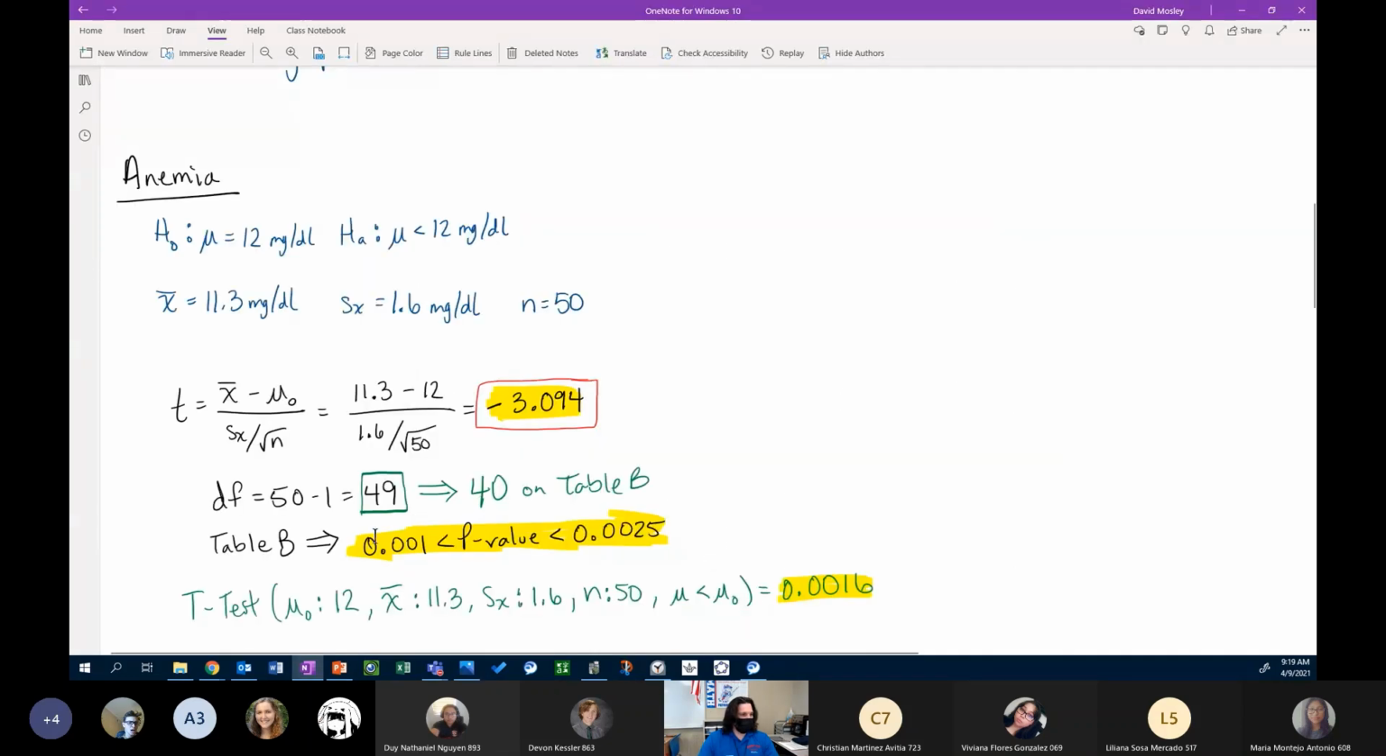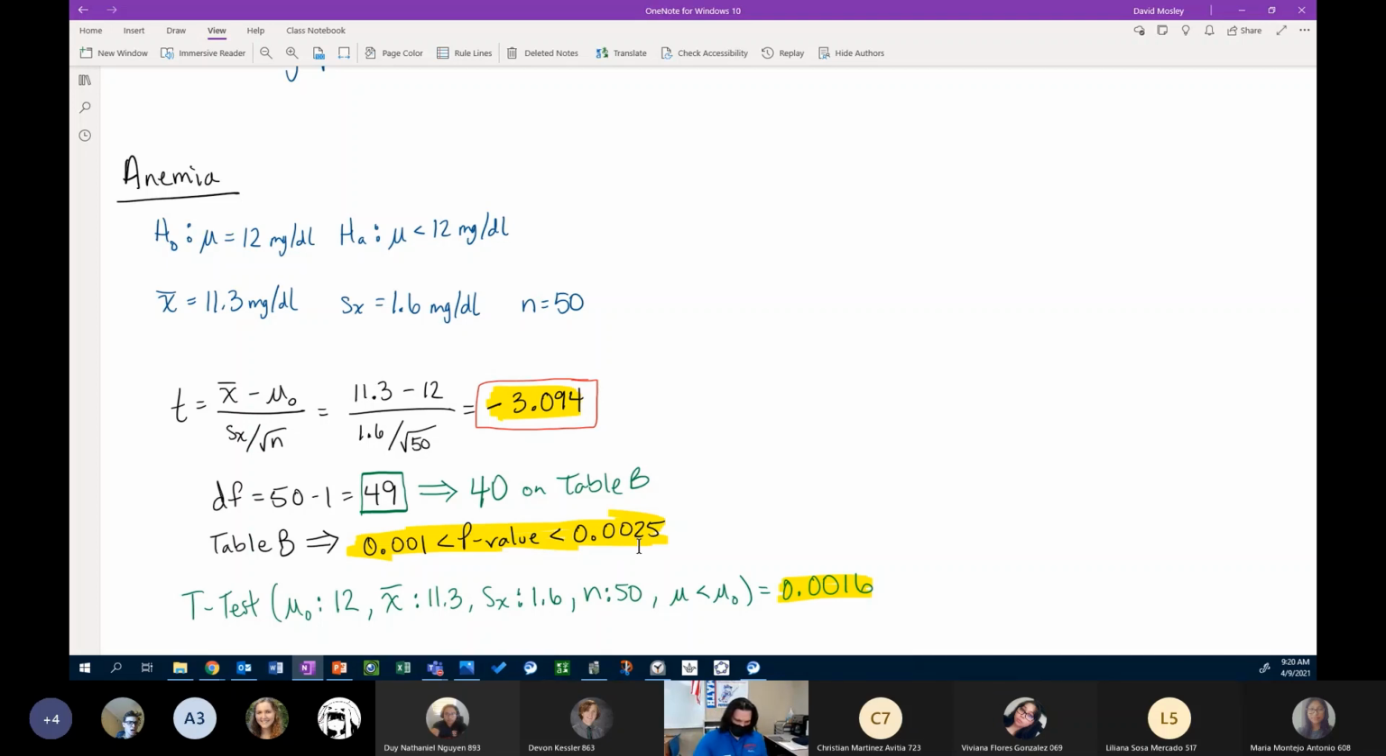Right, which is what we have here in our inequality. Right, 0.001 is less than the p-value, is less than 0.0025. We can then also, as we saw in our previous example, use the t-test to find this more exact value. And using technology, we end up with the p-value of 0.0016, which is in fact between 0.001 and 0.0025.